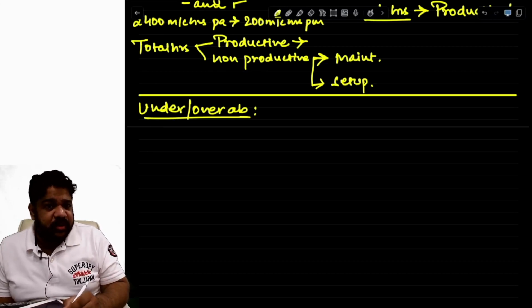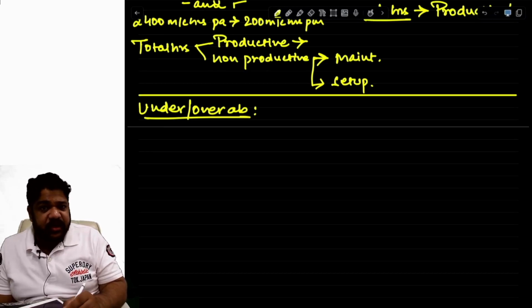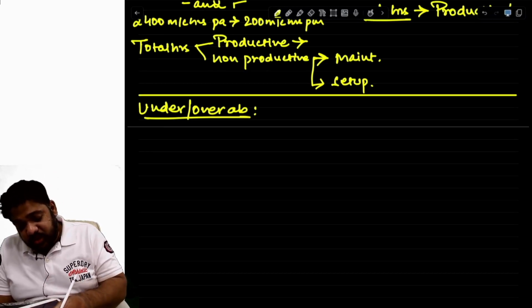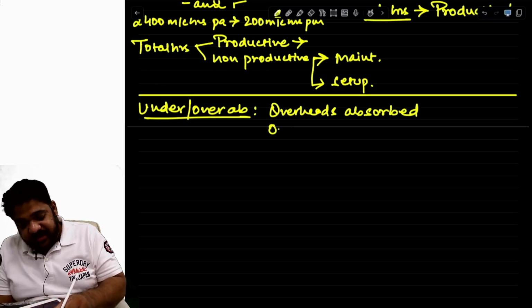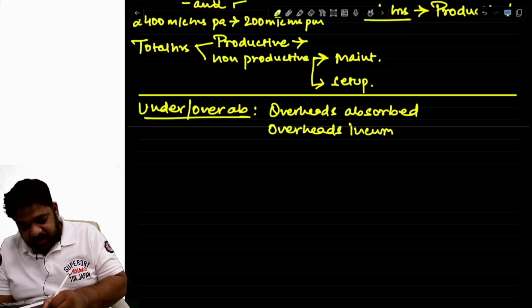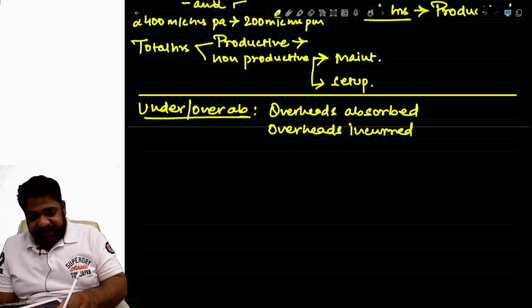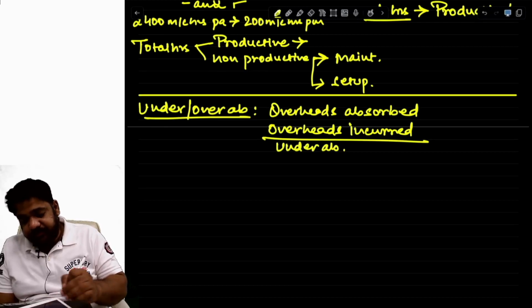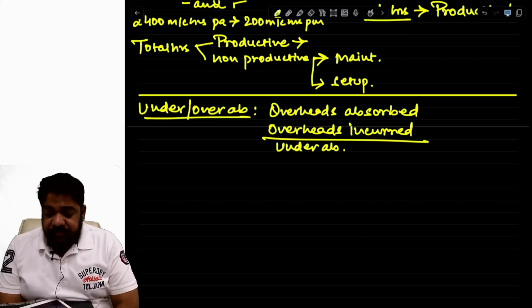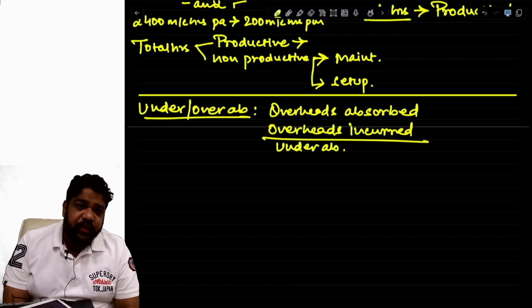Now, how does under and over absorption work? What happens under and over absorption of overheads? So you put down the overheads absorbed, you match it with the overheads incurred, and then you find what is under absorbed.